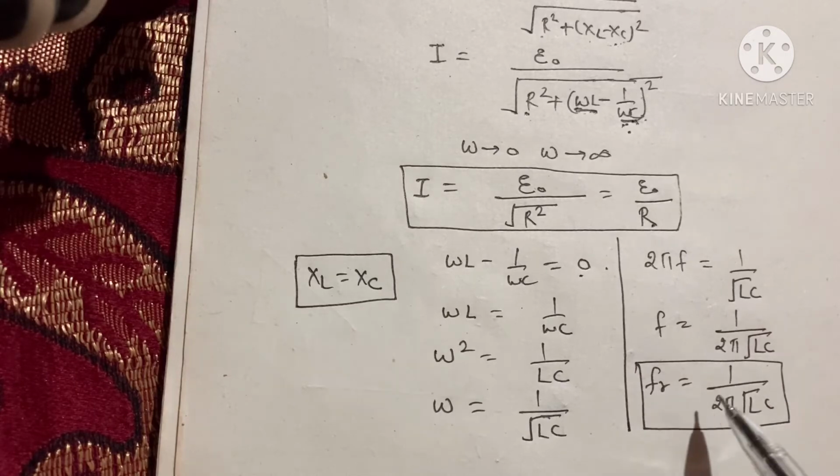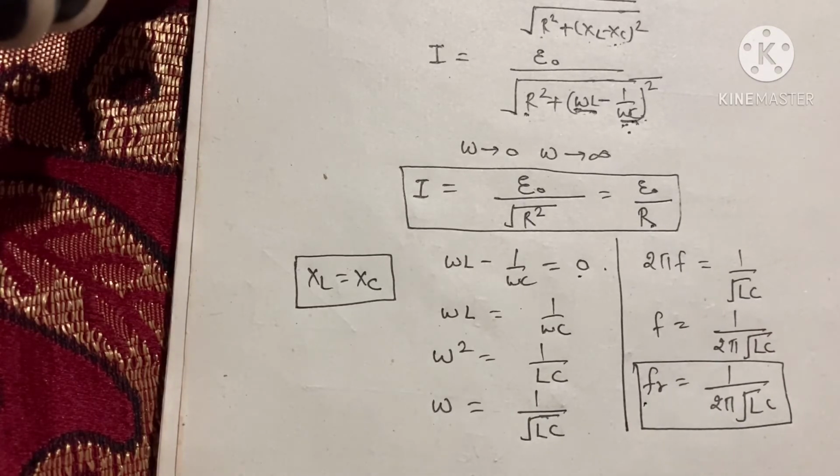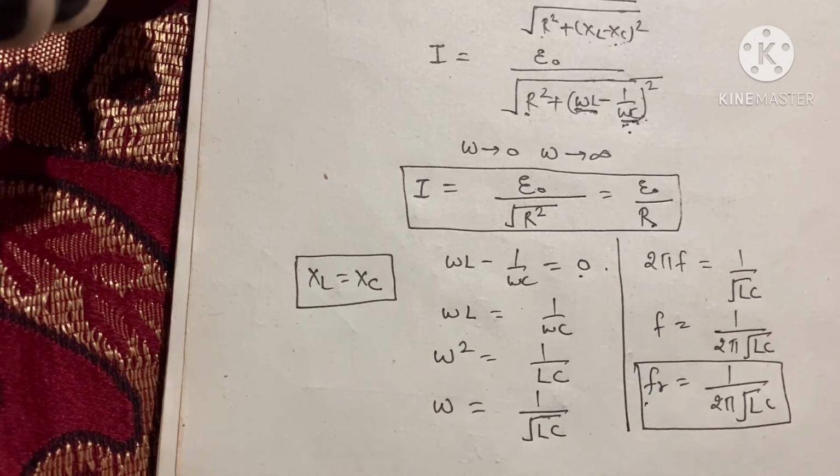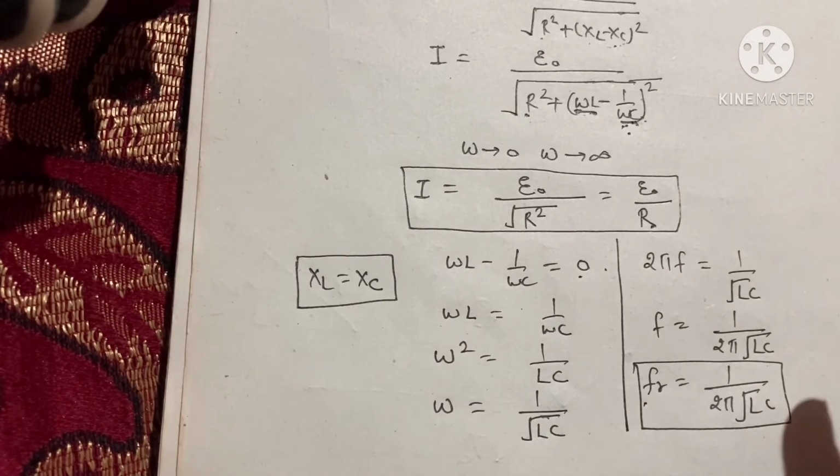And the formula for resonant frequency is this one. You can say this is the second characteristic. Impedance is minimum. In the case of a resonant circuit, impedance is minimum, and the circuit behaves totally as a purely resistive circuit. Okay, so this is basically the resonance condition in an LCR circuit.